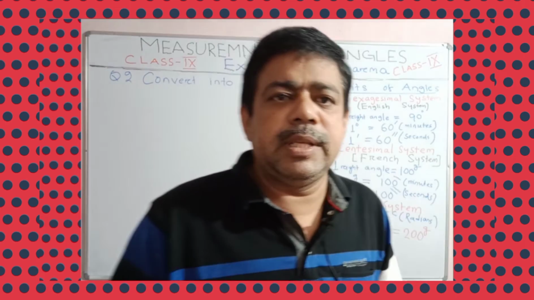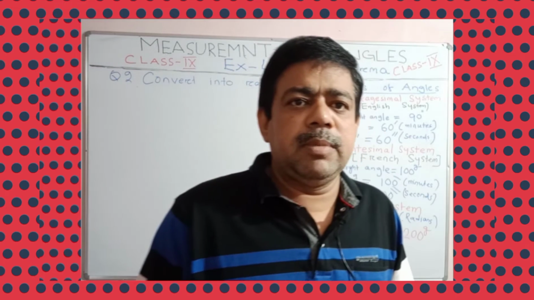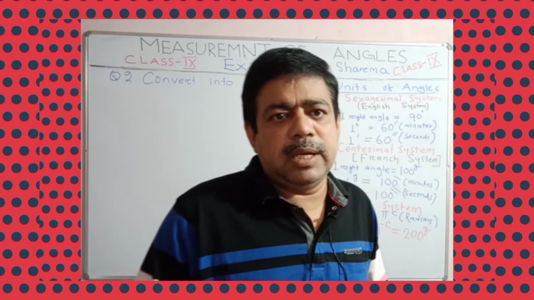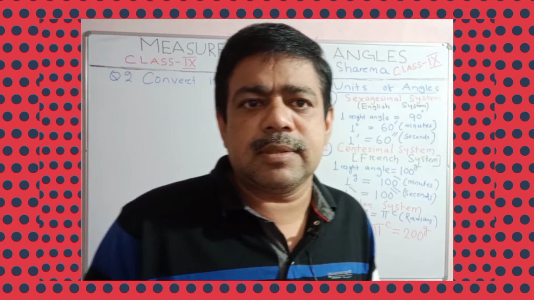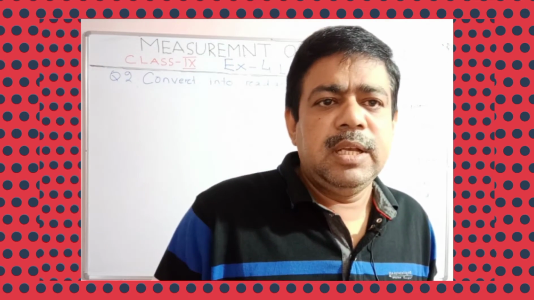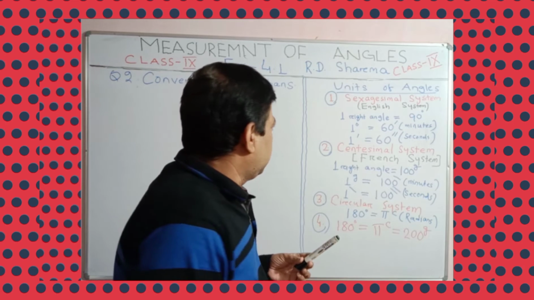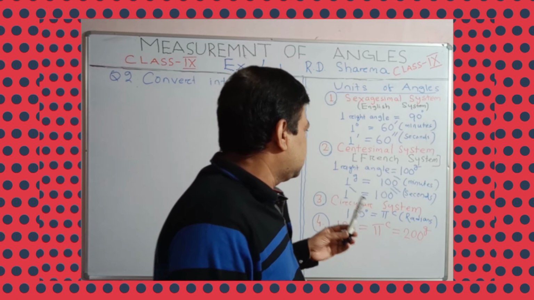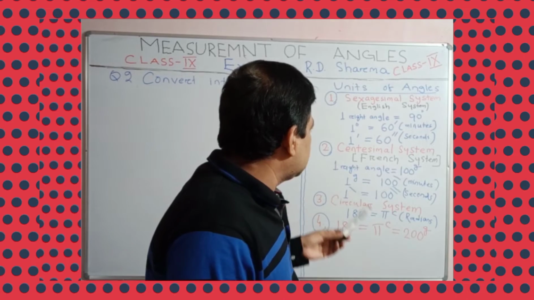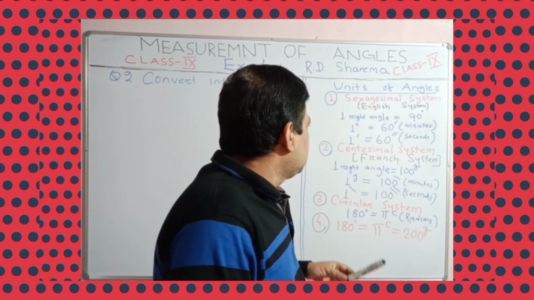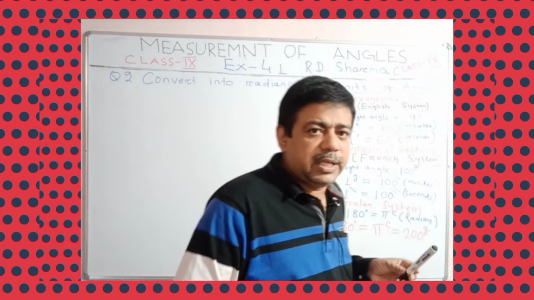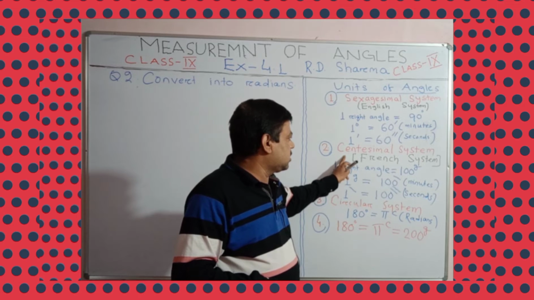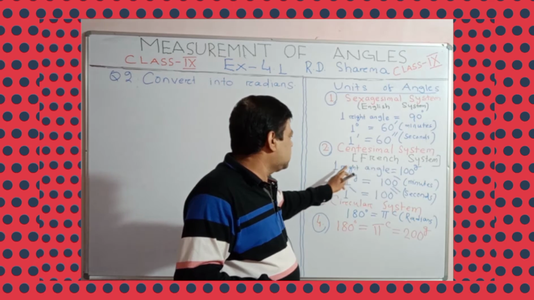Okay students, all of you know we are discussing class 11 mathematics, trigonometry, measurement of angles, and the relationship between the three systems of measurement of angles, already discussed in the previous class. There are three systems: the sexagesimal system, the English system; the centesimal system, the French system; and the circular system. In the sexagesimal system, one right angle is equal to 90 degree, 1 degree is equal to 60 minute, and 1 minute is equal to 60 second.